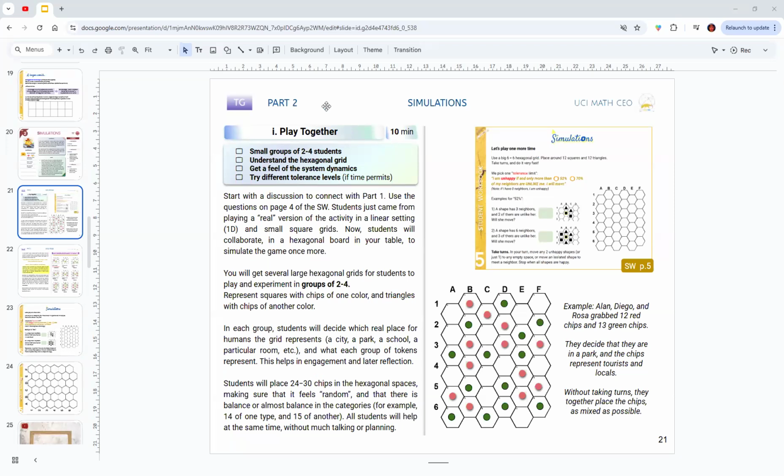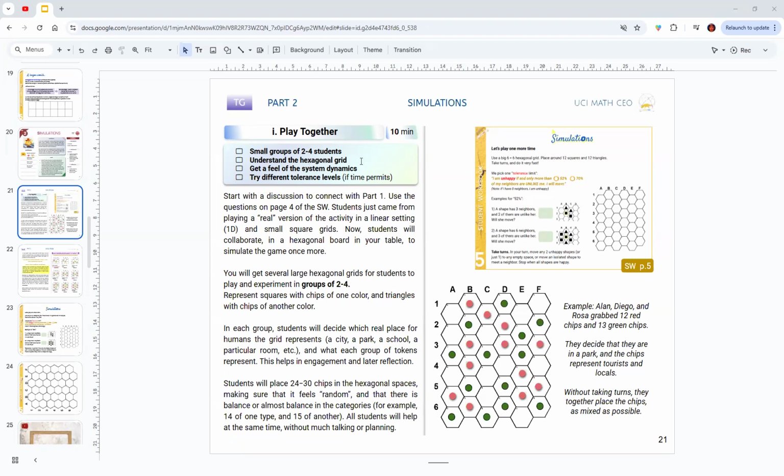So this is part 2 of our meeting 5. And these are the 4 main things with this micro-activity: small groups of 2 to 4 students so that they can really interact and play together. The idea is to understand the hexagonal grid.